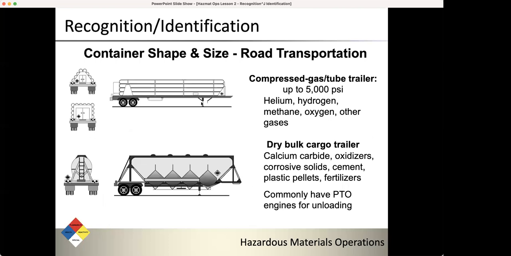Also over the road, you have the compressed gas tube trailer. Pretty simple there. And then dry bulk. Again, you're going to have the conical shaped underbelly discharge ports for unloading those solids to wherever they need to go.